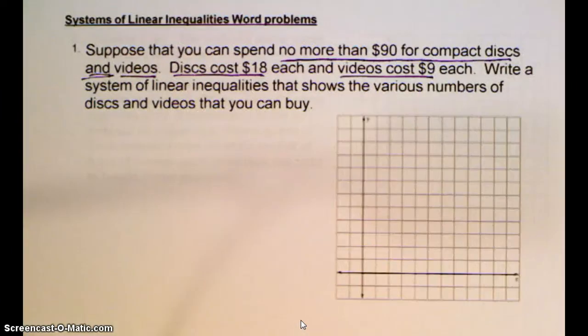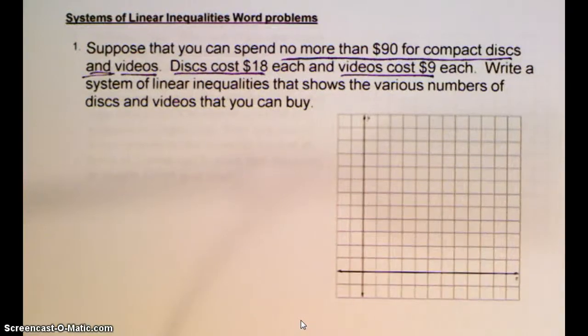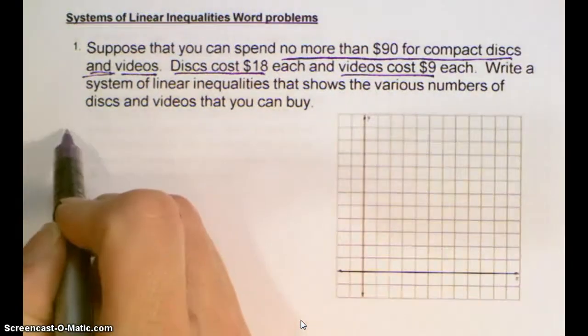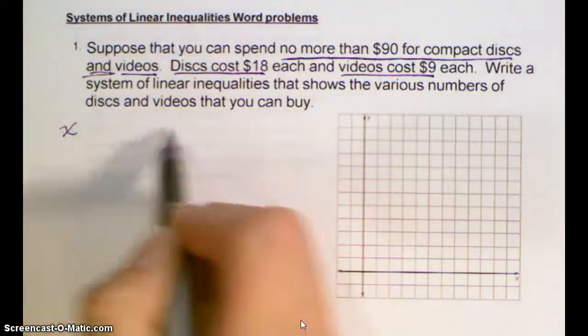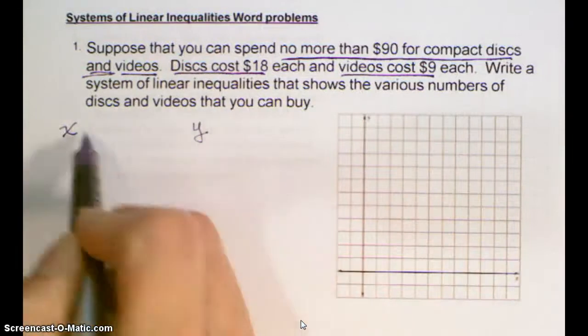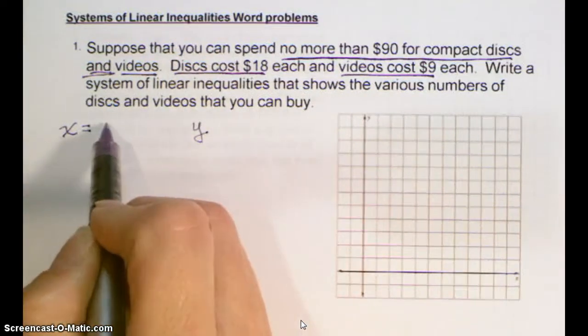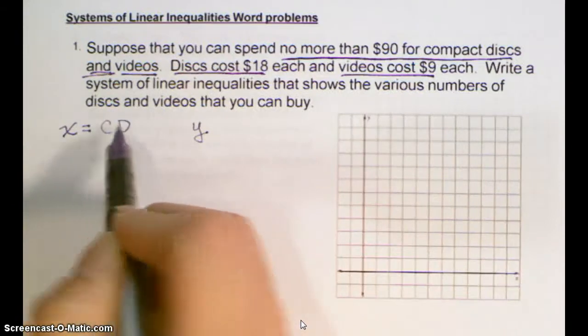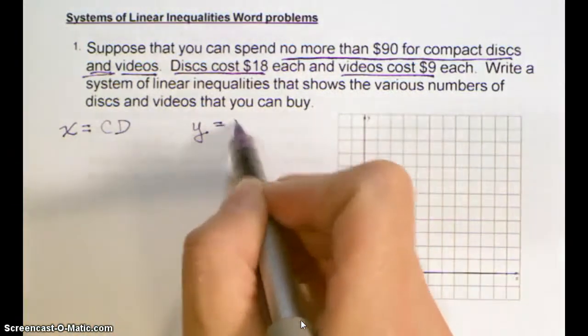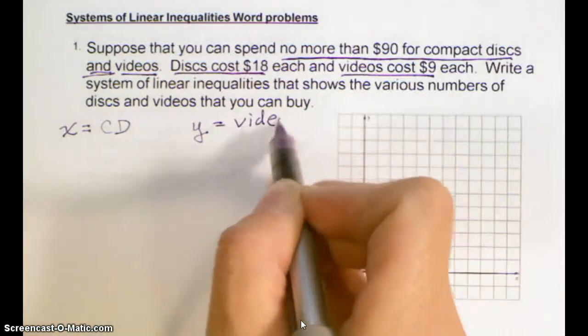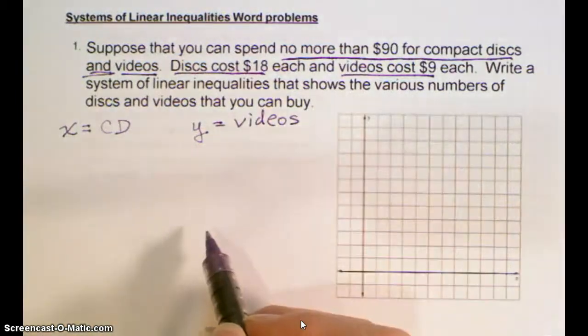Okay, so since it's a systems of linear inequalities, just like we did with equations, we're going to identify our variables and create more than one inequality. So I'm going to assign x and I'm going to assign y. I'm going to let x stand for the CDs or the compact discs, and y is going to represent videos. This way I can build my relationships.